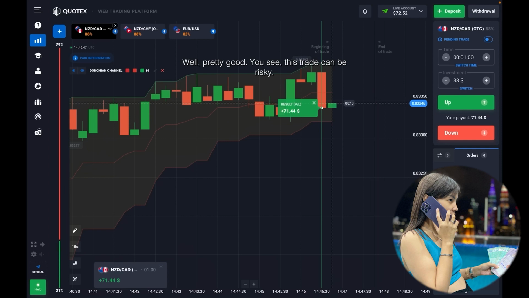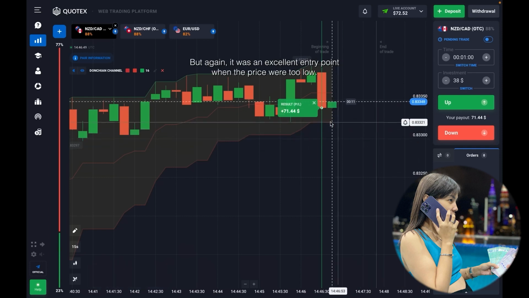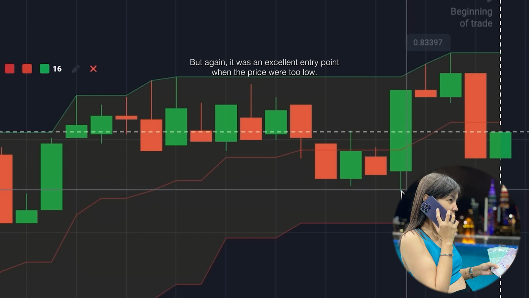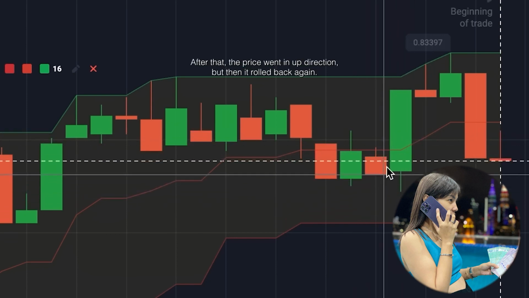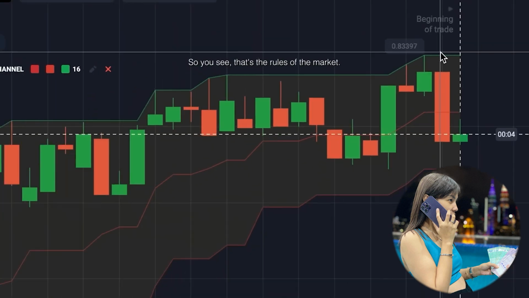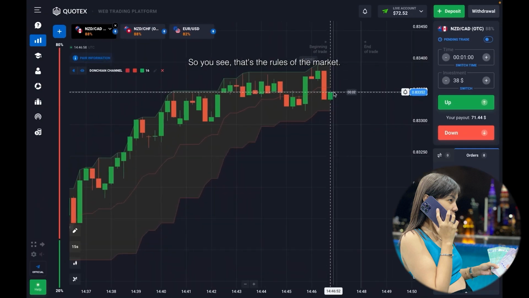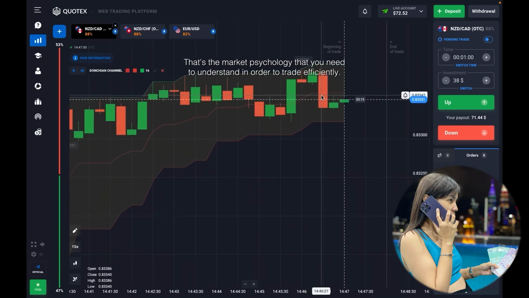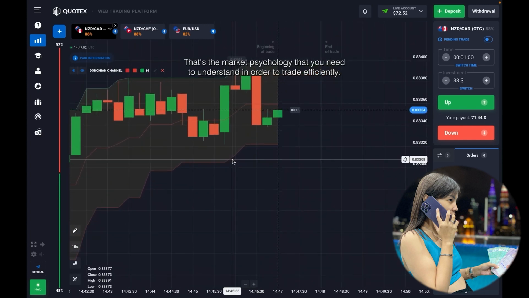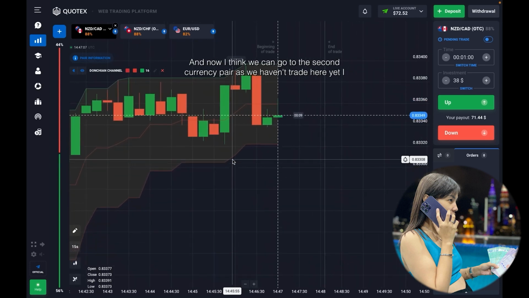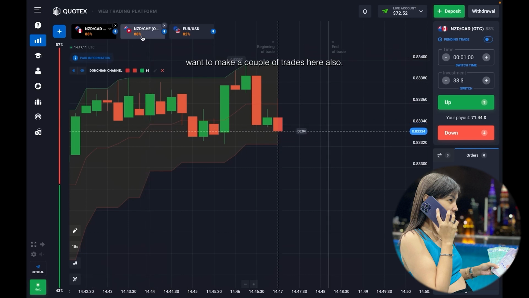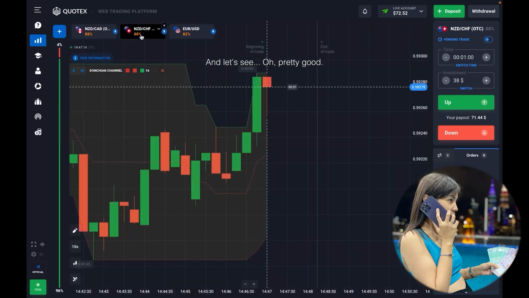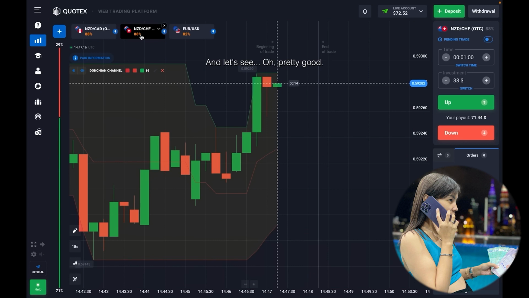Pretty good. You see, this trade can be risky, but again it was an excellent entry point when the price was too low, and after that the price went in up direction, but then it rolled back again. You see that these are the rules of the market. So that's market psychology that you need to understand in order to trade efficiently. And now I think we can go to the second currency pair, and as we haven't traded here yet, I want to make a couple of trades here also.